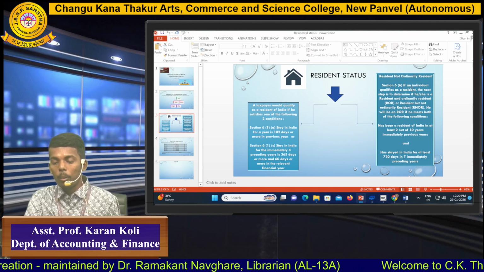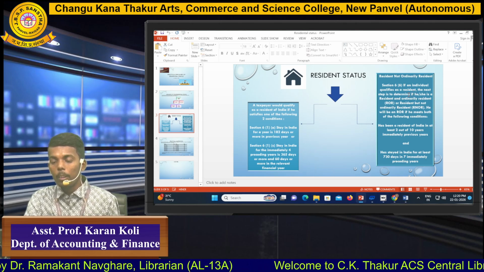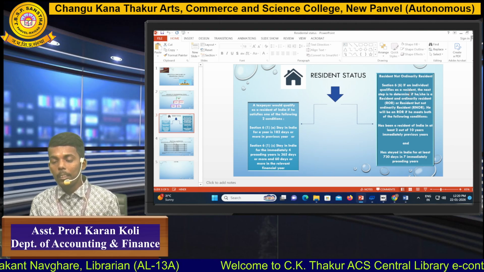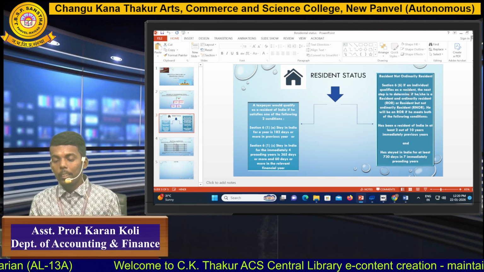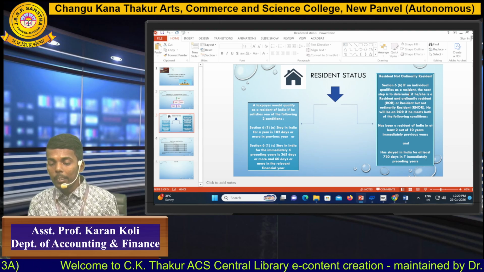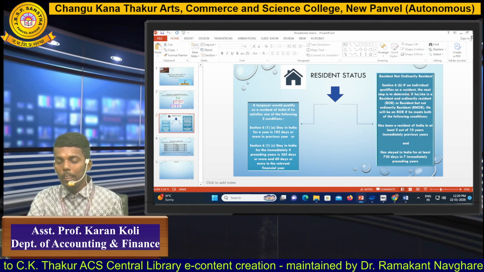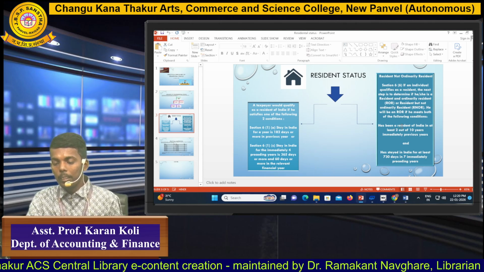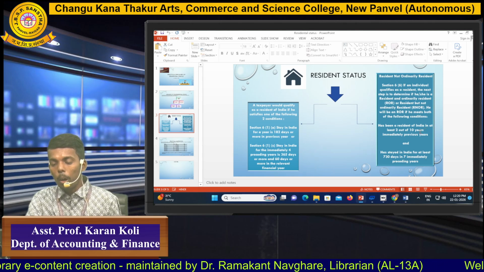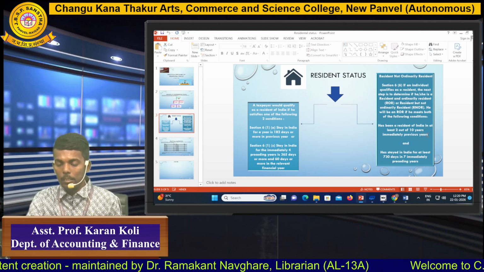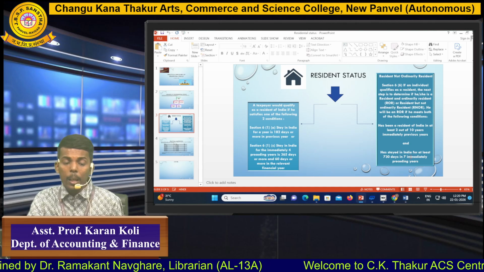If an individual qualifies as a resident, the next step is to determine if he or she is a resident and ordinarily resident. With the help of the following conditions, he or she is an ordinary resident. According to Section 6(6), he or she has been a resident of India in at least 2 out of 10 immediately preceding years, and has stayed in India for at least 730 days in the 7 immediately preceding years.